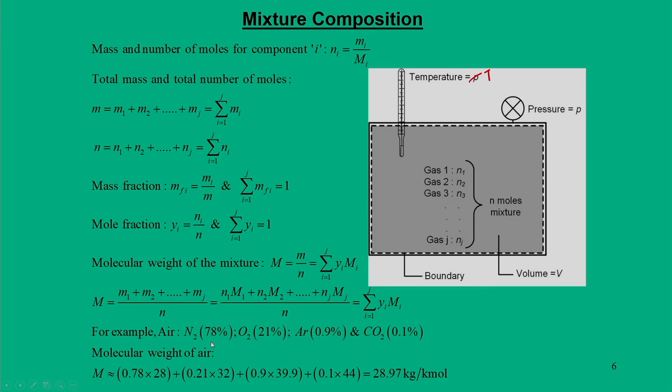For example, if you treat air as a mixture of nitrogen, oxygen and argon with their percentages, then one can find the molecular weight by taking care of the relative weightage or compositions. And we all know that the molecular weight of air is 28.97. So, this is how the mixture composition is analyzed.